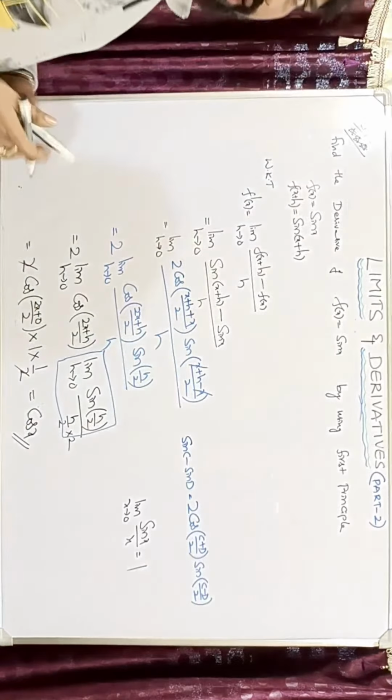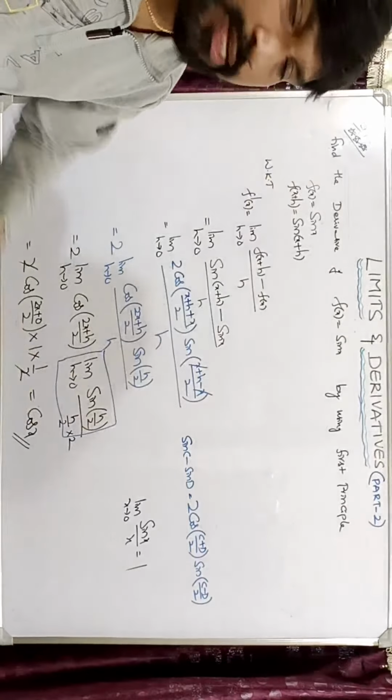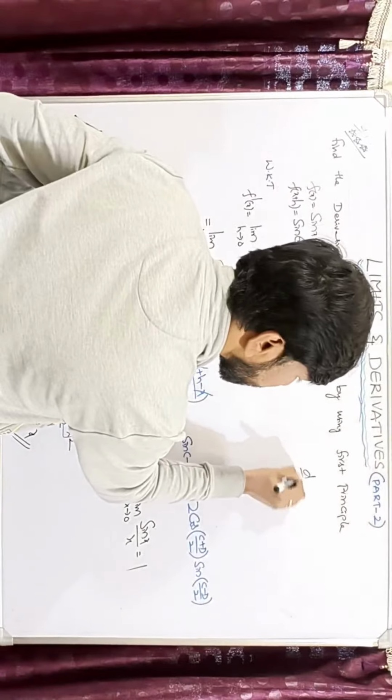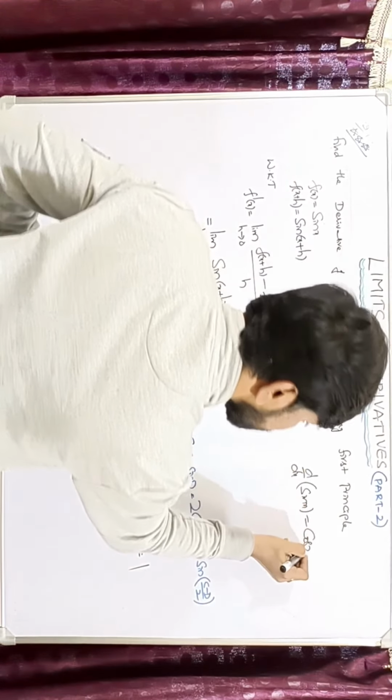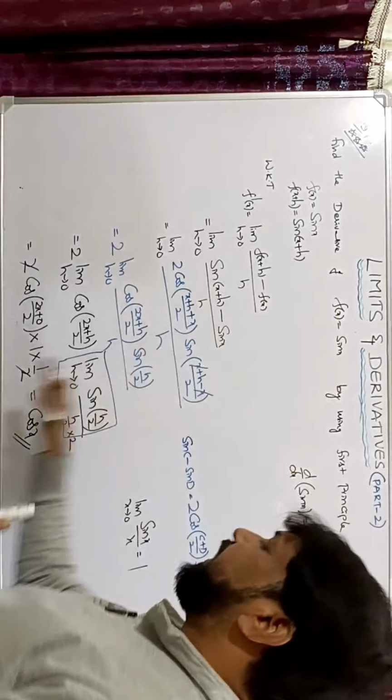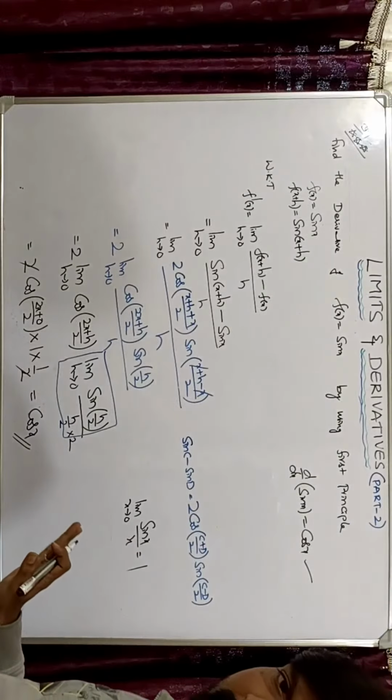So the derivative of sin x, d by dx of sin x, you are getting cos x. This is what I discussed, right? The formula d by dx of sin x equals cos x I discussed, right? So by using first principle, we derived this as cos x. I hope everyone is clear.